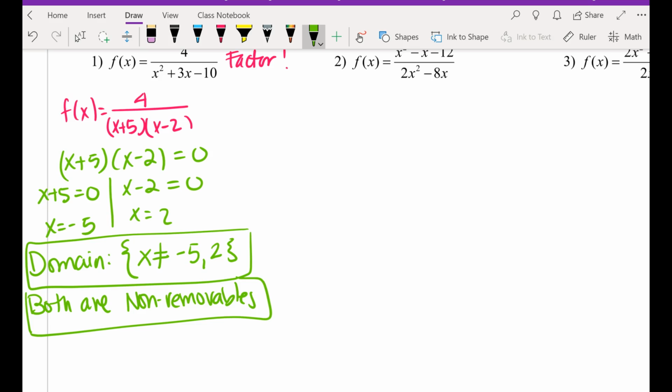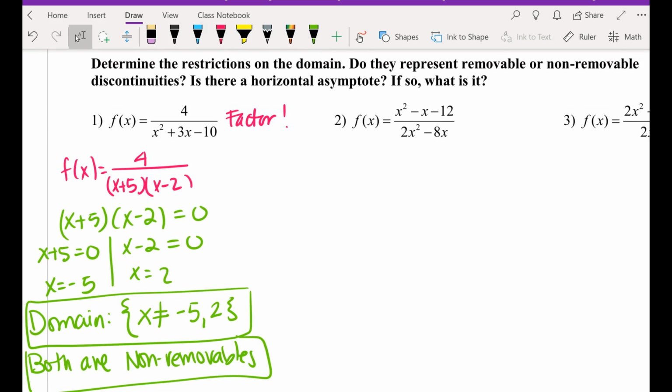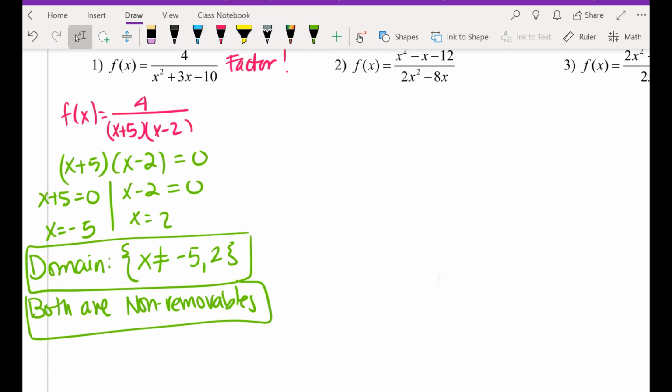What would make them removable? Okay, just wait, and then we'll get to the next one, and then I will tell you. Then the next part of the instruction said, do we have an HA? If so, what is it?